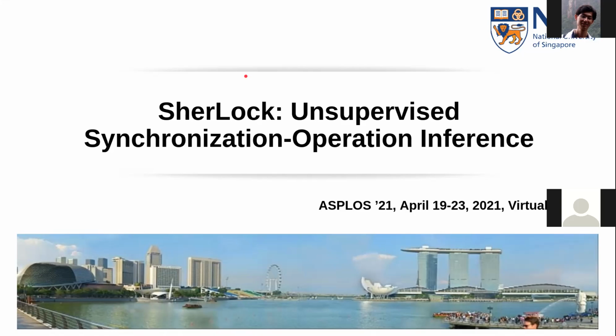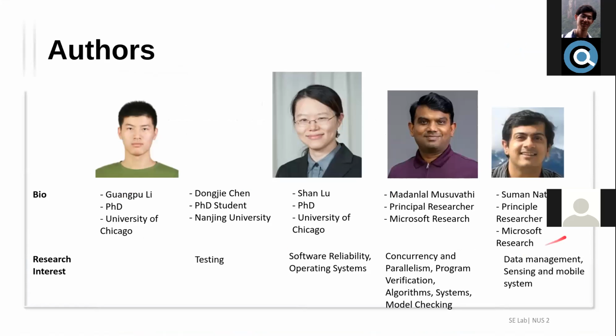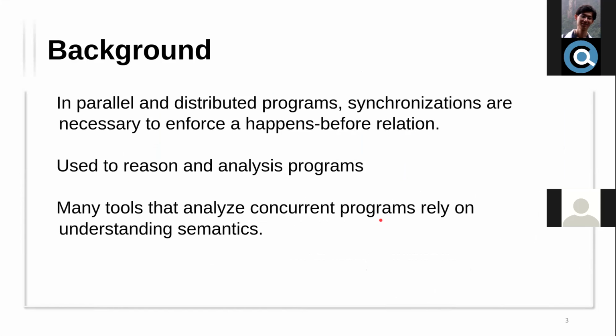Okay. Right, so this paper is on a tool called SherLock, which is an unsupervised synchronization-operation inference tool. It is by these five people. Two of them are principal researchers at Microsoft, and another two are from the University of Chicago. I can't really find this person's image, but these are all five people who worked on this tool. The basic motivation is that they want to identify synchronizations because they allow programs to enforce a happens-before relationship. With these linearizable histories, we can then use that to reason about and analyze programs.